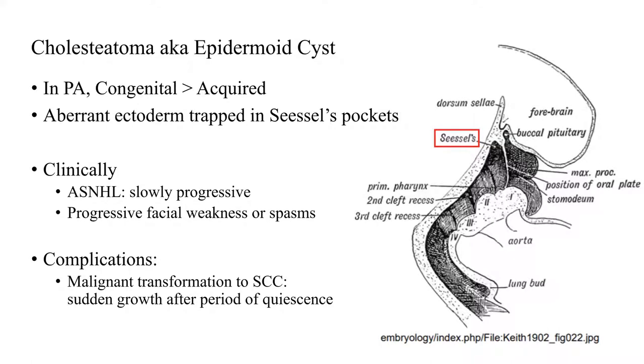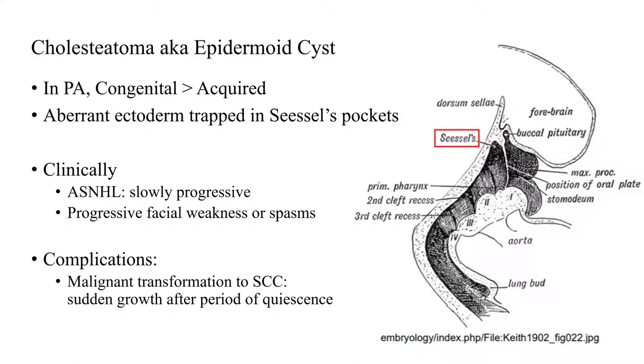So for the next topic, cholesteatomas in the petrous apex are more often congenital than acquired, and it's basically an aberrant collection of ectoderm trapped in Arey's pockets, which you can see in the figure on the right hand side, from embryological development.